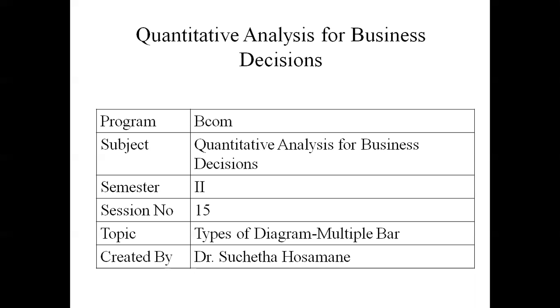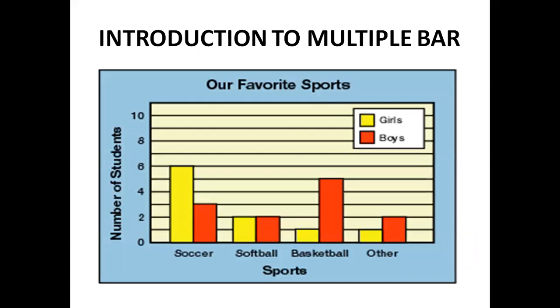What do you mean by one dimensional? They are diagrams that show the difference only in the height, not in the width. In the previous class we studied what one dimensional means. One dimensional is nothing but a graph showing the difference only in the height but not in the width. The width is the same for all bars, but the difference is shown only in the height. That type of diagram is called a one dimensional diagram.